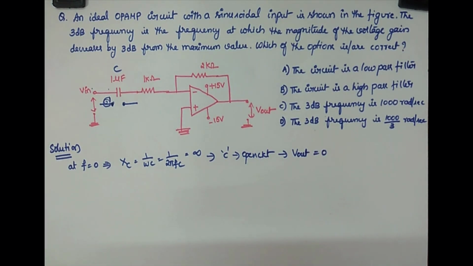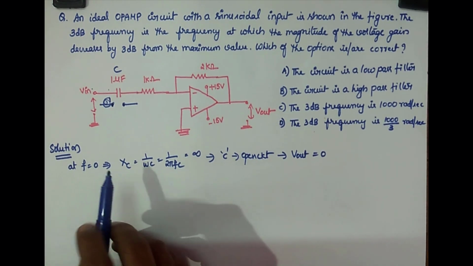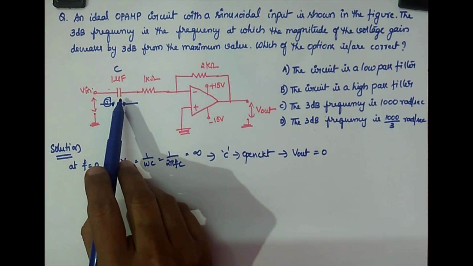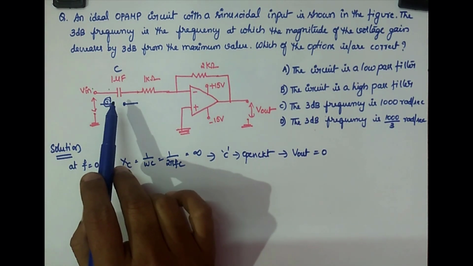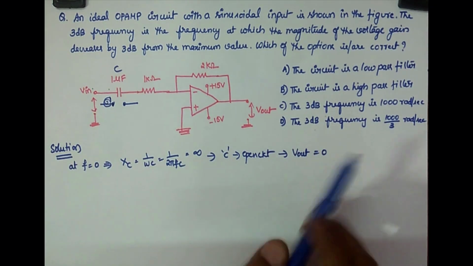Vout is 0. What is happening? Frequency 0 means low frequency. For 0 frequency, or even for low frequencies, the capacitor has the highest reactance. That high reactance will stop or attenuate the input signal, so you are going to get 0 output.